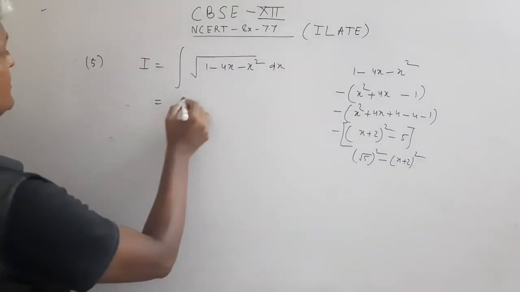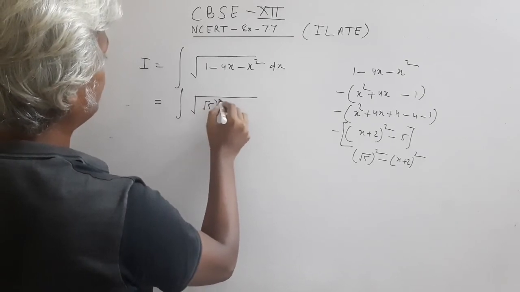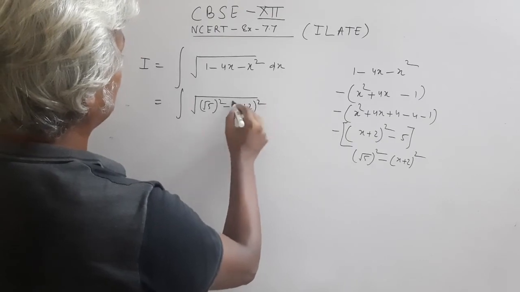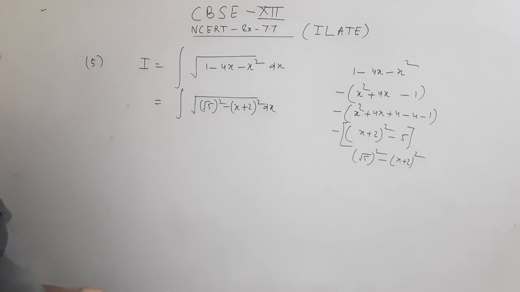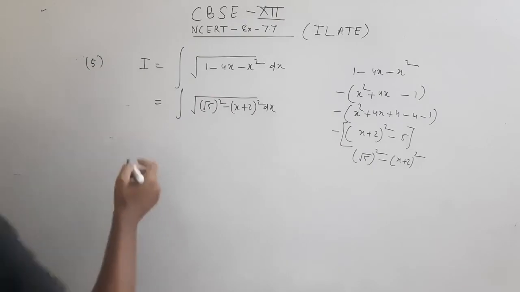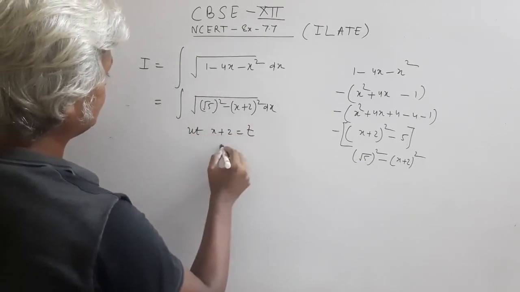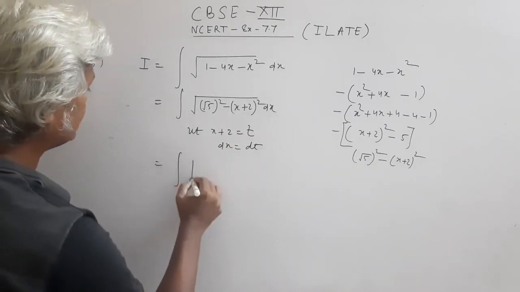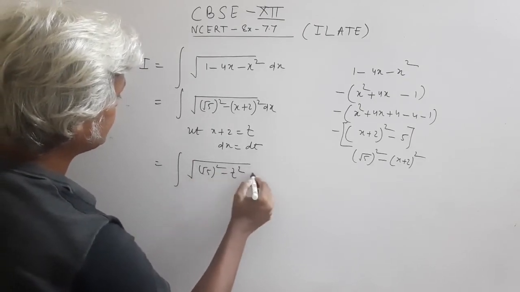So now in place of this you can write this as the integral of under root 5 whole square minus (x plus 2) whole square dx. Then again we can apply integration by parts. So you just say that let x plus 2 be t, so dx is just dt. In this condition my equation becomes the integral of under root 5 square minus t square dt.